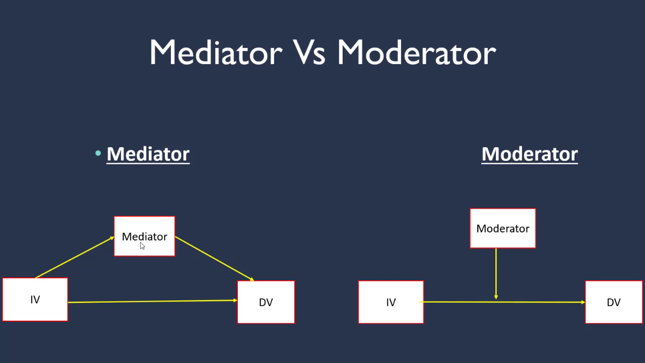So in simple words, when there is a mediator, it means that the relationship between IV and DV actually goes through your mediating variable. While in the case of a moderator, there is already an existing relationship between IV and DV, and this particular variable, a moderator, affects the strength of the relationship between IV and DV, or it could also change the direction. It totally depends on your theory, how you theorize your mediating and moderating variable.